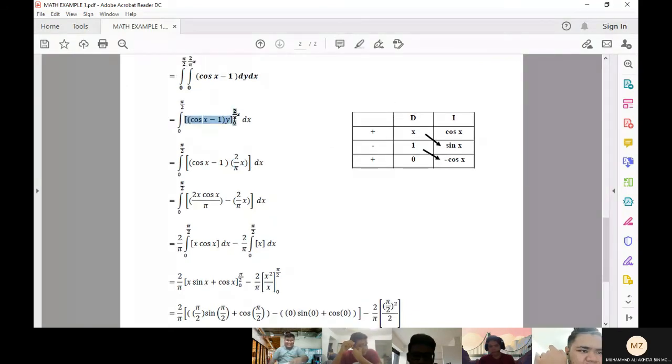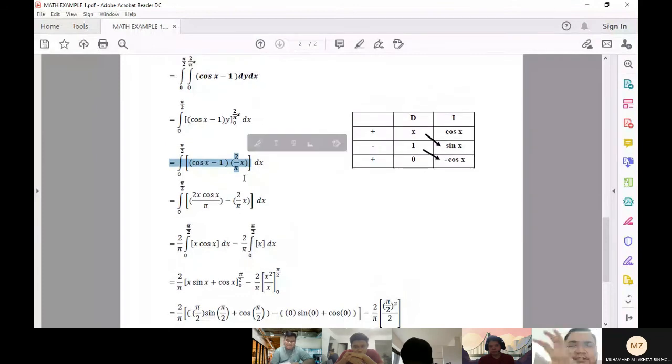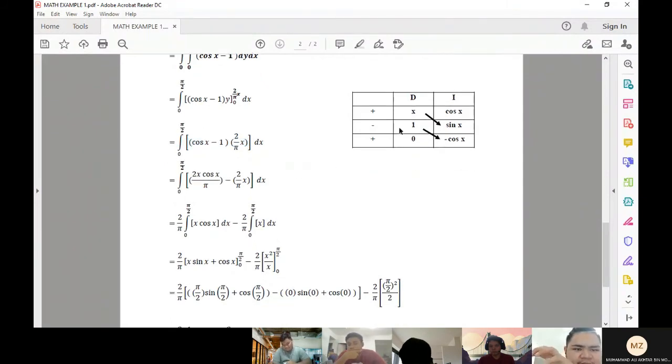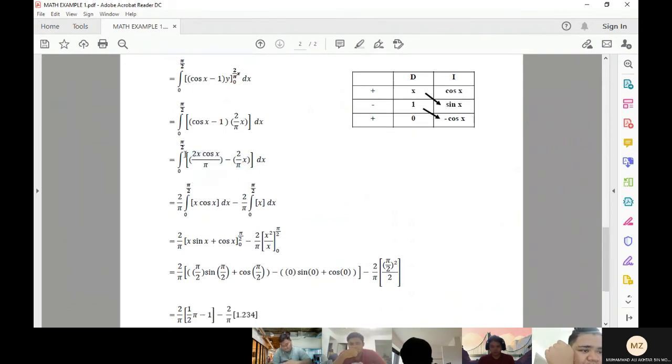After we substitute the boundary of dy, we need to use the tabular method to solve the equation inside the bracket, because there are two unknowns inside the equation. Then we get this equation that is easier to integrate with respect to dx.